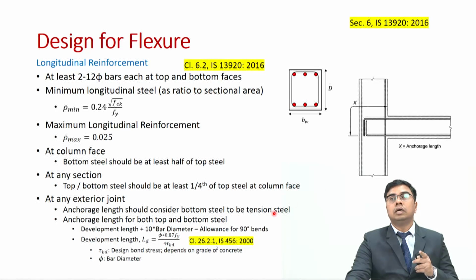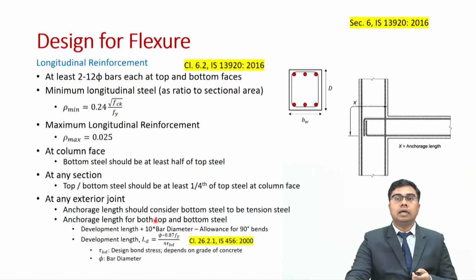Why? Because the development length is highest in case of tension. We will see why we need development length over here, and any time during earthquake the load reversal can take place and any of these can be in tension. So, that is why we will assume that both of these bar sets, whether it is top reinforcement or bottom reinforcement, are in tension.